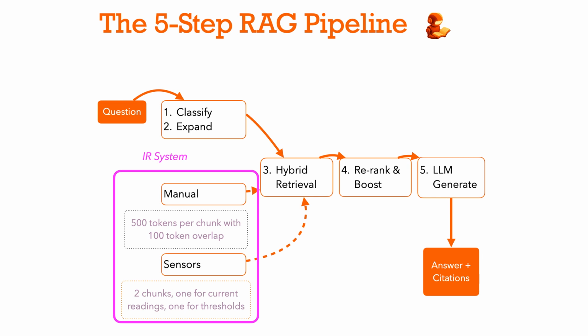Let's look at examples. This is a truncated example of a manual chunk. This is a truncated example of a sensor data chunk having current readings.